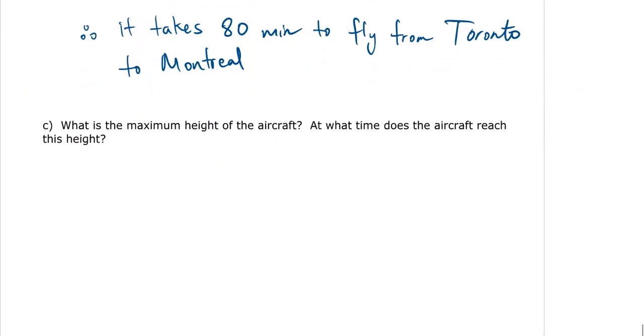Part C, what is the maximum height of the aircraft? At what time does the aircraft reach this height? So the maximum height is at the vertex. So that vertex point is 40 and 4,000. 40 represents the time and 4,000 represents the height. So that's my vertex point.